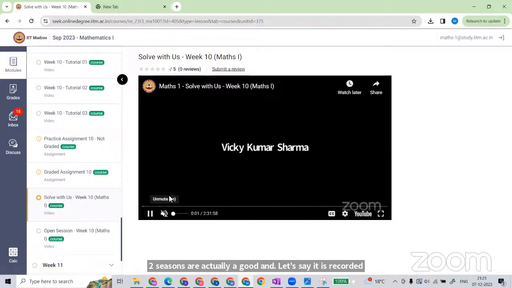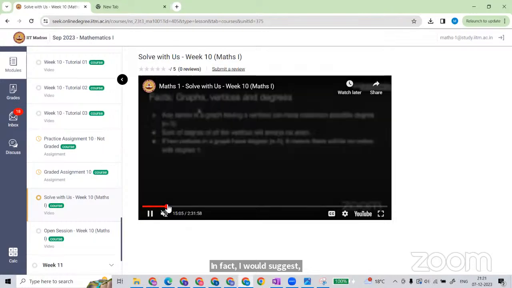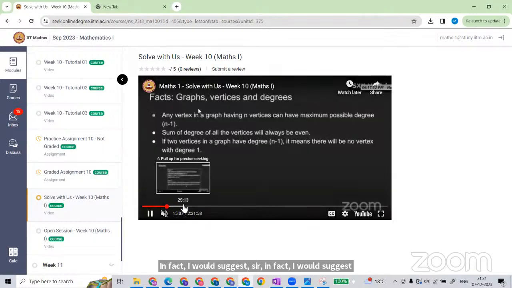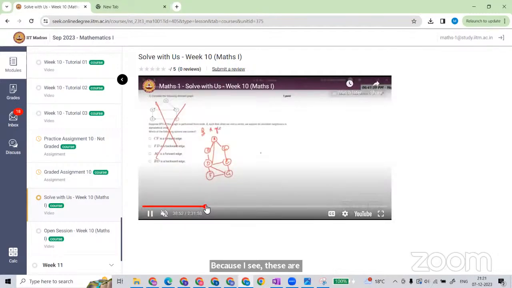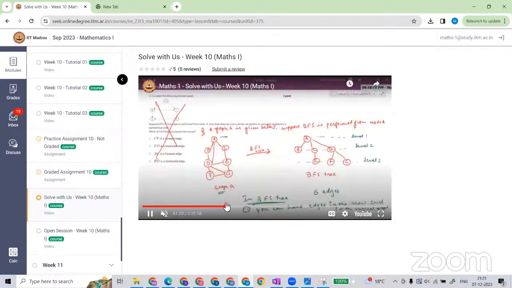In fact, I would suggest it is better that people go through these first, because I see these are much better than the other lectures. That's why we are keeping these 2 sessions and continuing with them. They are taken by Shubham sir.